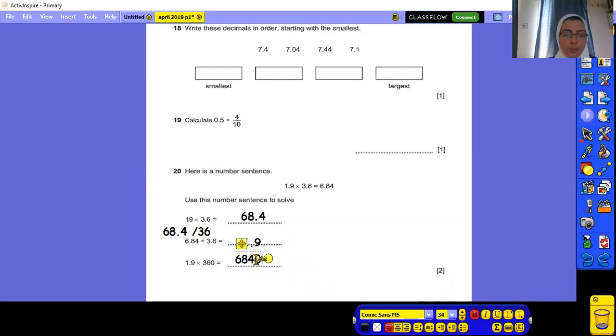But the issue is where I'm going to put the decimal place. You have here 1.9, you have one number in the decimal place. So I'm going to put the decimal place here. So the answer is 684 or 684.0. Still have the same answer.